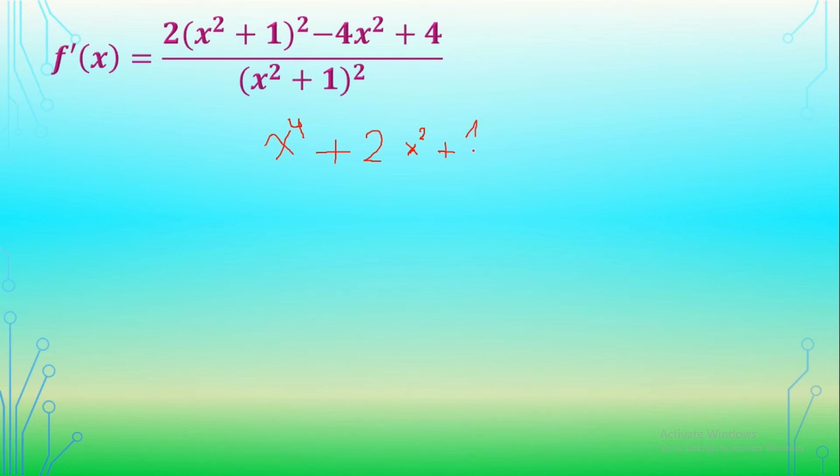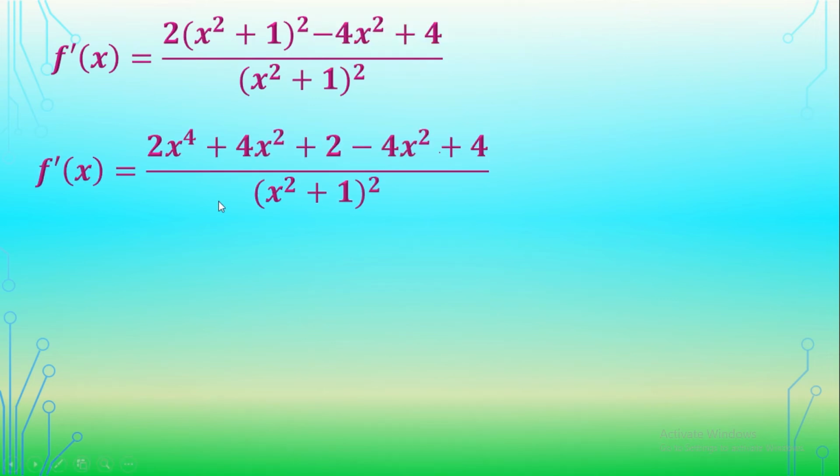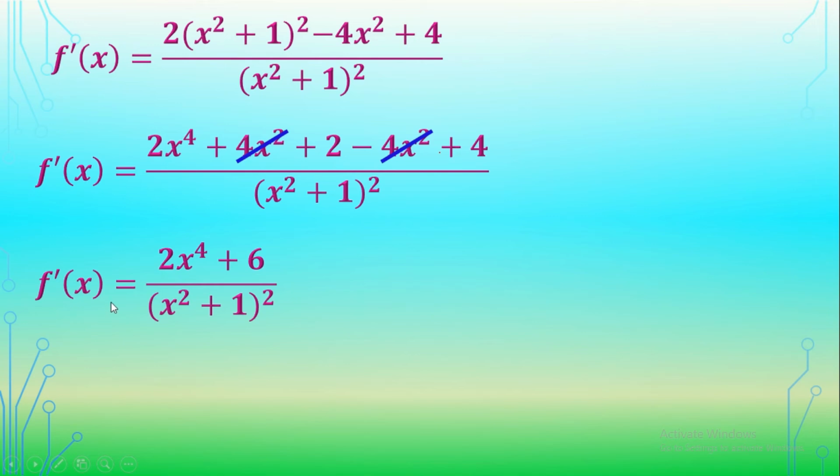Well, note something. When we multiply them by 2, we will get 2x to the power 4 plus 4x squared plus 2 times 1, which is 2. So f prime of x is 2x to the power 4 plus 4x squared plus 2 minus 4x squared plus 4, we copy it, and the denominator we copy it the same. Now if you note, 4x squared minus 4x squared cancelled, and plus 2 plus 4 is equal to plus 6. Therefore, f prime of x is 2x to the power 4 plus 6 over x squared plus 1 all squared.